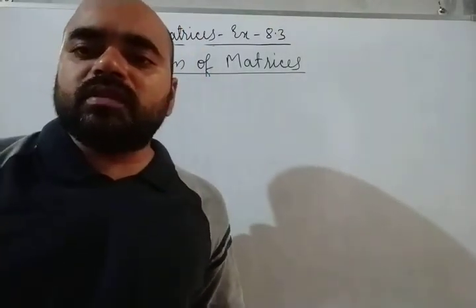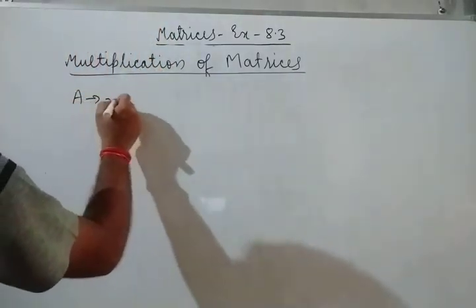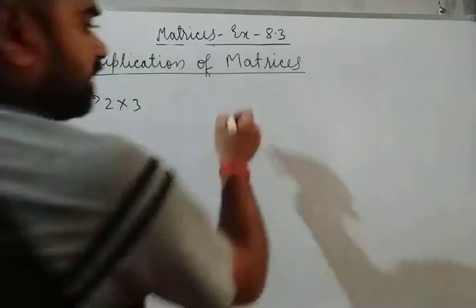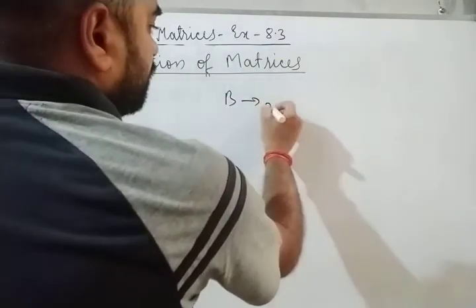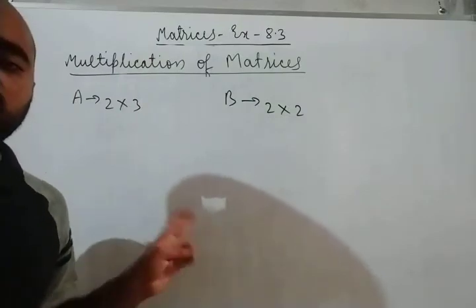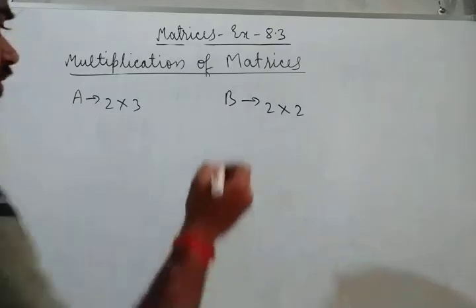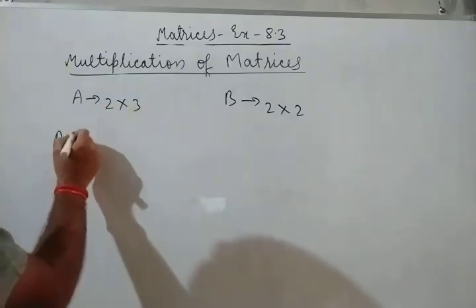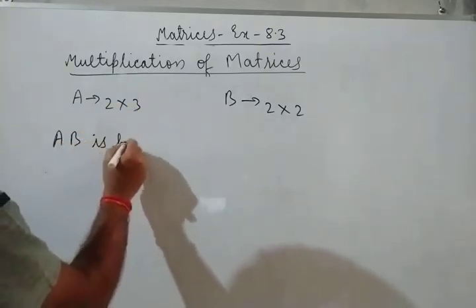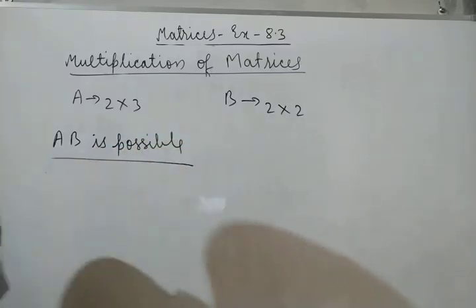Now we will take some examples. Suppose I am taking one matrix of the order 2 by 3 and a second matrix of the order 2 by 2. I have two matrices A and B. The first order is 2 by 3, the second order is 2 by 2. Now we have to check whether AB is possible or not.